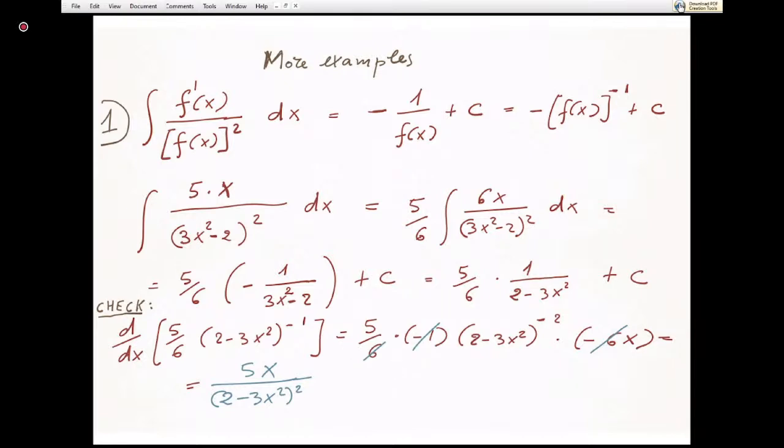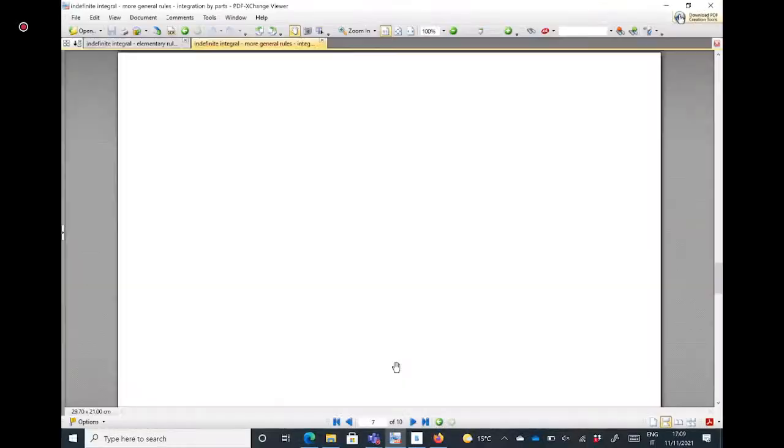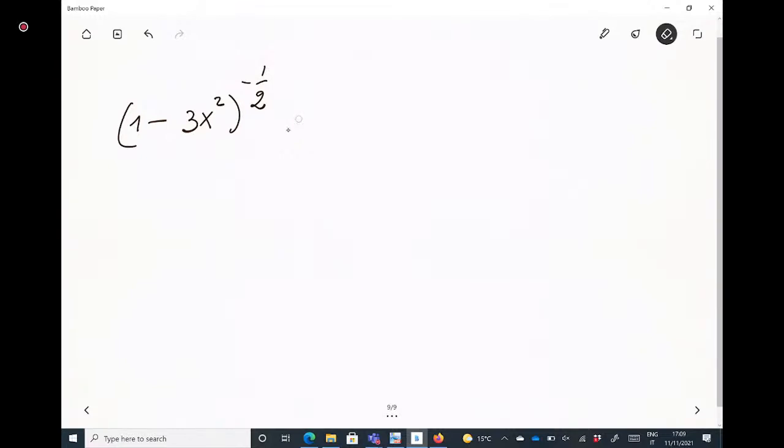What we can do basically is this. If you want to practice with this kind of exercises, to get used to recognize the structures in the integral, you can just do like this. For instance, take a power function, for instance, 1 minus 3x squared to the power of 1/2, and compute the derivative.